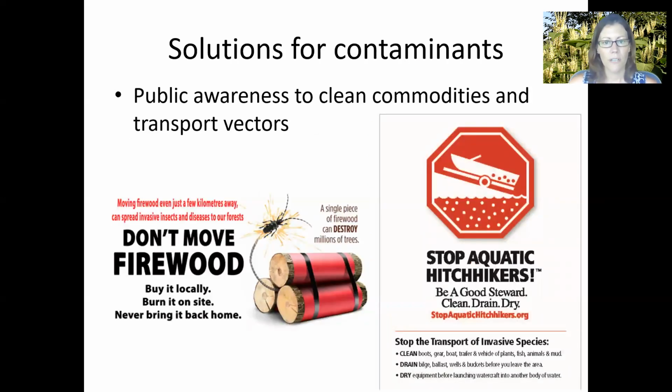Other solutions for these accidental species. So we talked about the deliberate ones with risk assessments. With contaminants, hitchhikers and stuff like that, we don't know what the species is, so it's not necessarily that you can look out for or target a specific species. People for the most part are not importing the Asian longhorn beetle. So we can't stand at the airport and say, open your bag, take out the Asian longhorn beetles, right? That's not a thing.